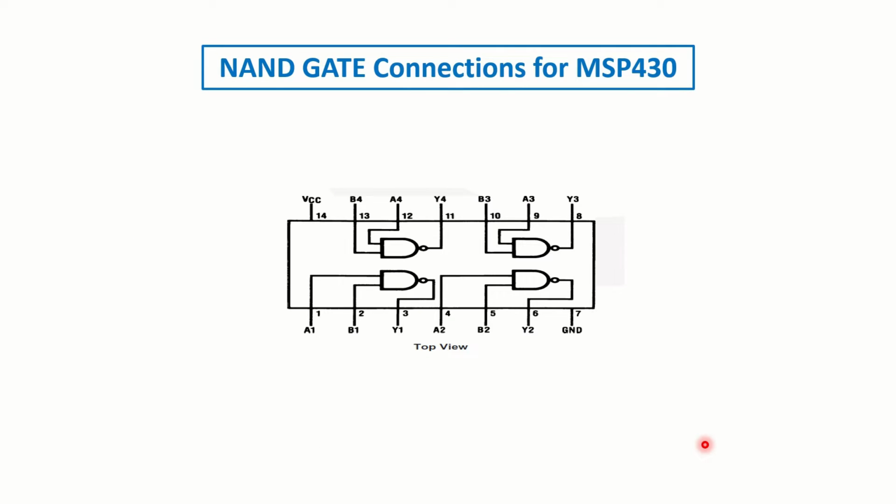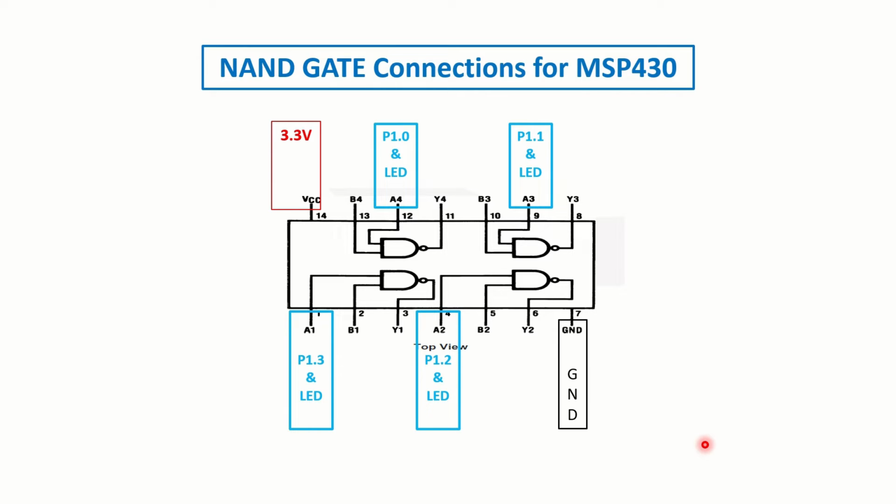Now let's see the connections between the quad NAND gate and the MSP430. We will be making the VCC and ground connections first. Then we will be connecting P1.0, P1.1, P1.2 and P1.3 to the A inputs of the NAND gates and to blue LEDs at the same time. And we will be connecting P2.0, P2.1, P2.2 and P2.3 to the B inputs of the NAND gates and to yellow LEDs at the same time.